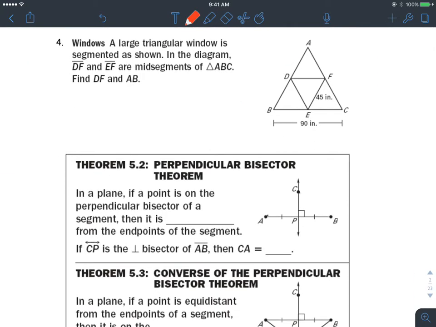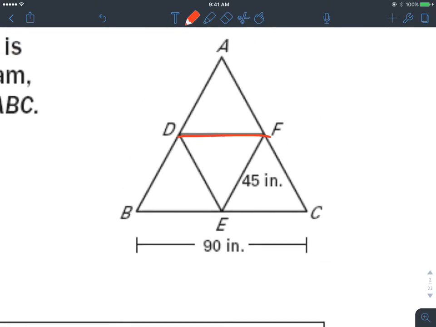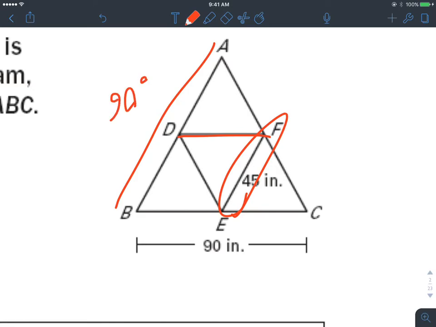So I guess we have a window here. A large triangular window is segmented as shown in the diagram. DF and EF are mid-segments of ABC. Find DF and AB. So we want DF and the whole side AB. So AB should be easy because we already have the mid-segment right here. And remember, if we double the mid-segment, we get the side of the triangle across from it. So that'd be, whoops, not 90 degrees, 90 inches.